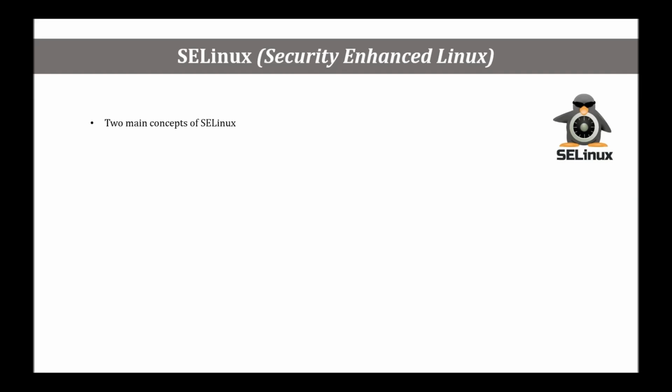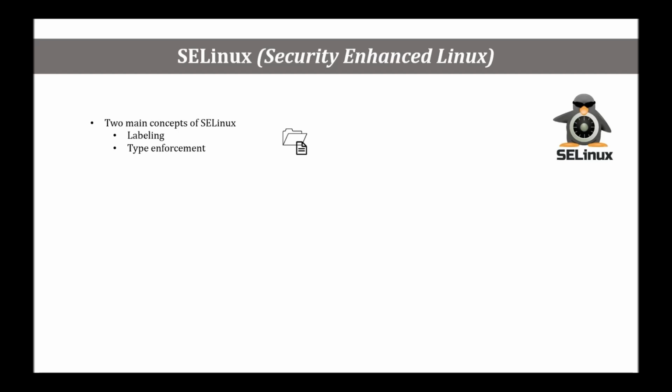Moving on. There are two main concepts of SELinux. One is labeling and the other one is type enforcement. So SELinux is running, it's enforcing. Now how does SELinux keep track of files, directories, and all the processes that we talked about? The first thing that SELinux does is label every file and directory in your file system. Again, it's a way of enhancing your security.